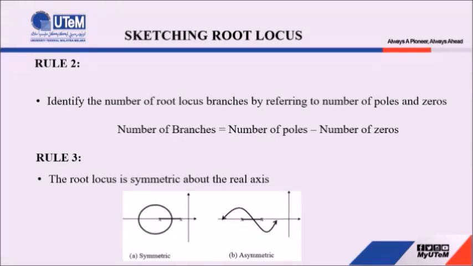For rule number 3, keep in mind that the root locus should be symmetric about the real axis. This is because complex roots occur in conjugate pairs. This one we call symmetric, and this one we call asymmetric. So this is a root locus, and this one is not a root locus.